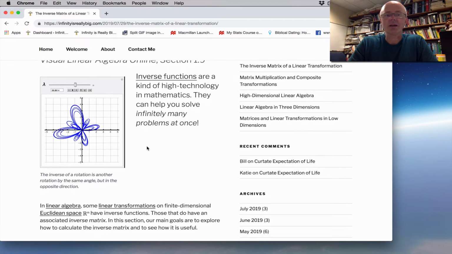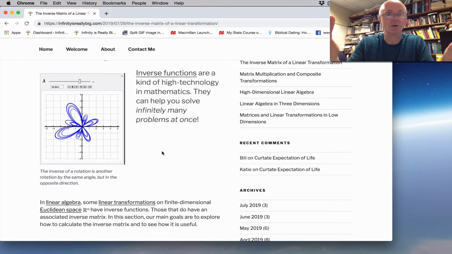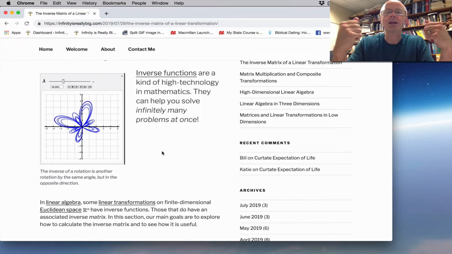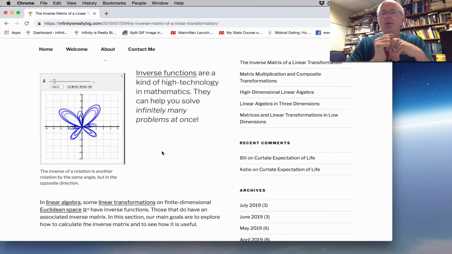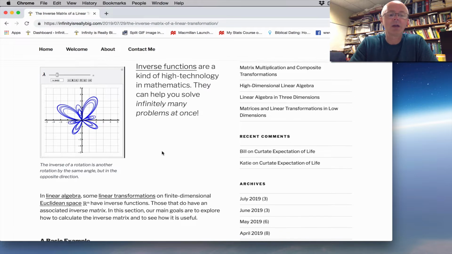At the very beginning of this section, I talk about inverse functions in general, and I do an example. And I emphasize that inverse functions are what you might call a kind of high technology in math. It's not that we're necessarily using computers to talk about inverse functions, but that they're very powerful. They can help you solve infinitely many problems at once, and that's a pretty amazing thing, actually.